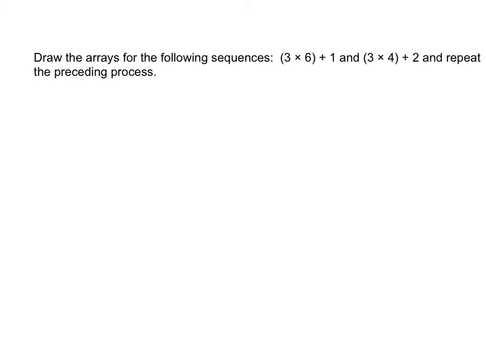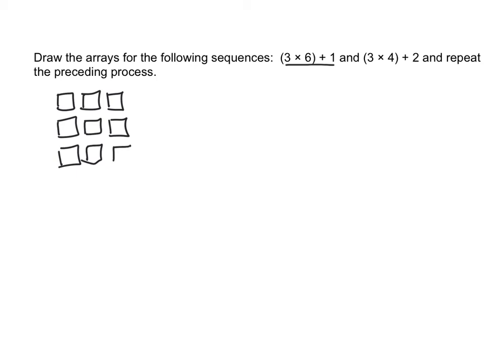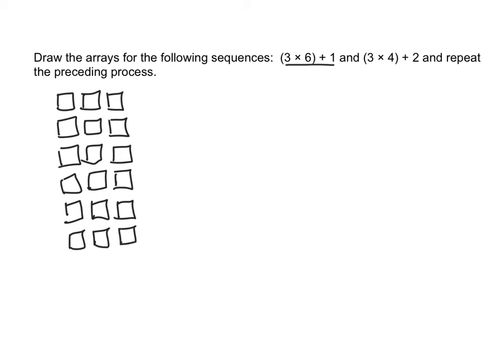So we're going to draw arrays for the following sequences. We're going to do 3 times 6 plus 1 first. So we've got 3 times 6. So we're going to do that 6 times. You should be doing this on your board as well. Sometimes you might be thinking, well, you're doing it, why do I need to do it? Writing something down just kind of stamps it in our brain a little bit better.